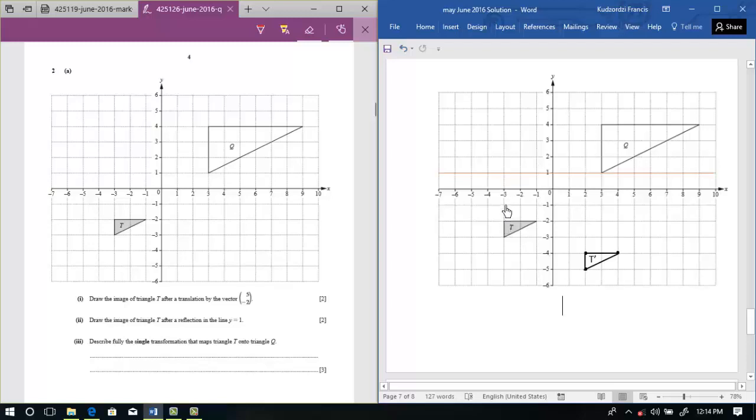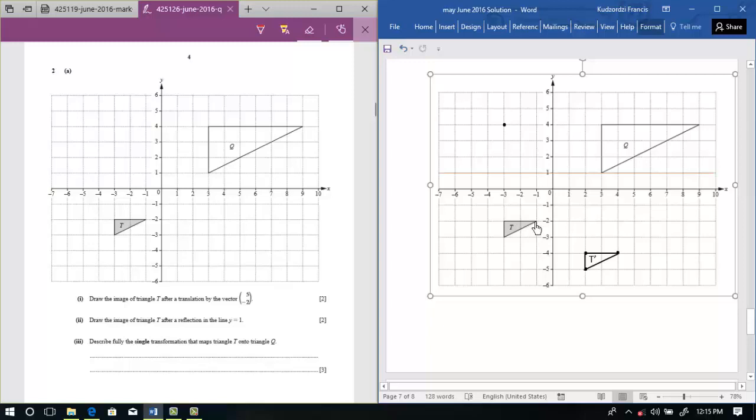So we have 1, 2, 3 over here. So we count the same units up. So 1, 2, 3 over here. So that will be 4, negative 3. That's negative 3, 4. Then for this one, we repeat the same thing. So 1, 2, 3 over here, and 1, 2, 3 over here. And that is negative 1, 4.